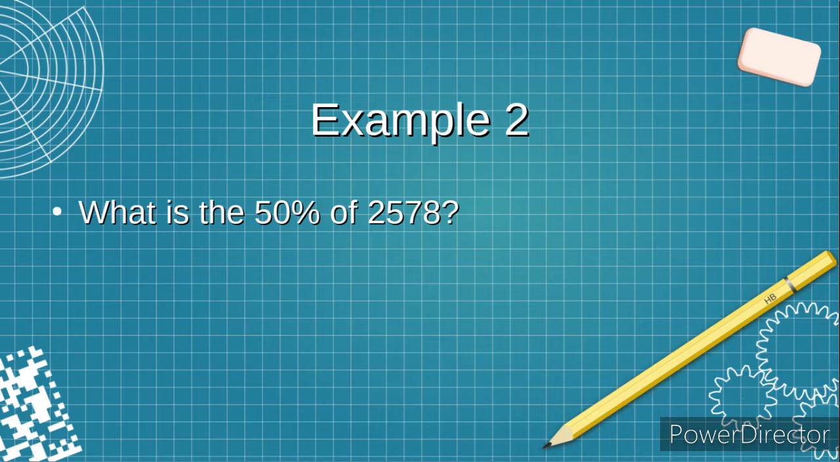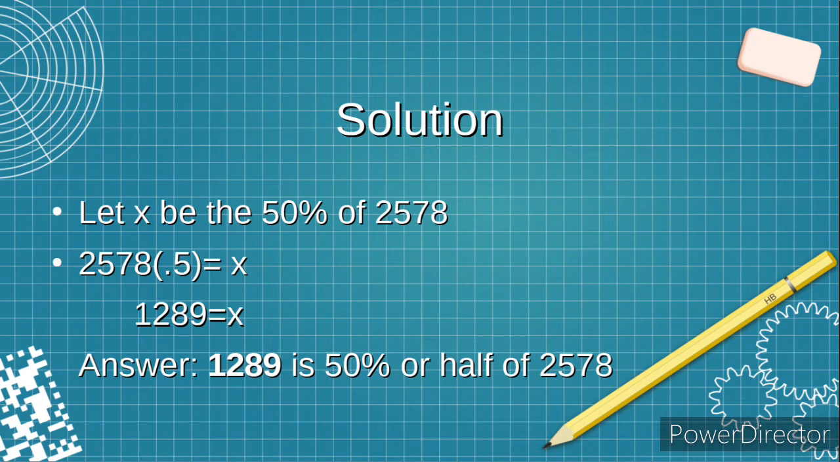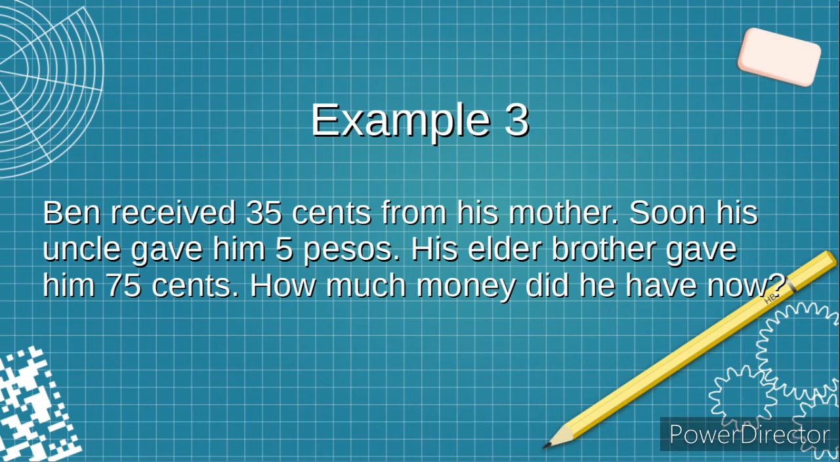What is 50% of 2578? So this problem is just very easy. You'll just multiply 2578 by 0.5 and then you'll get the answer. And the answer is 1289.